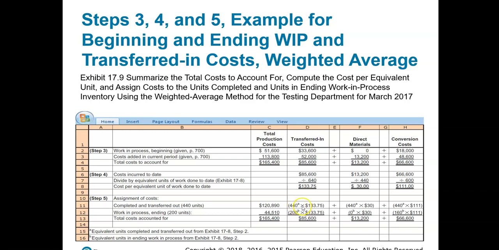each equivalent unit times 133.75. And then again, we'll do the same thing with direct materials and conversion costs that we did before. Same thing we did before. In steps 3 through 5, we really just have another column with which to do this.